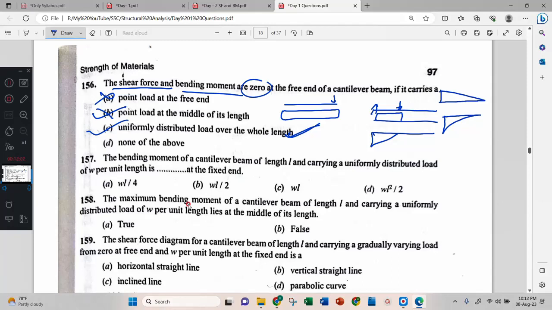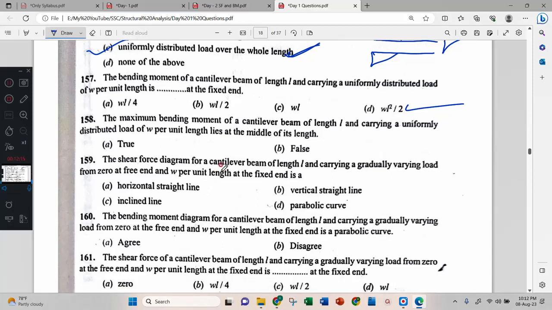Bending moment of a cantilever beam of length L carrying uniform distributed load at the fixed end is how much? WL squared by 2. Maximum bending moment of a cantilever beam of length L carrying uniformly distributed load W per unit length lies at the middle of its length.